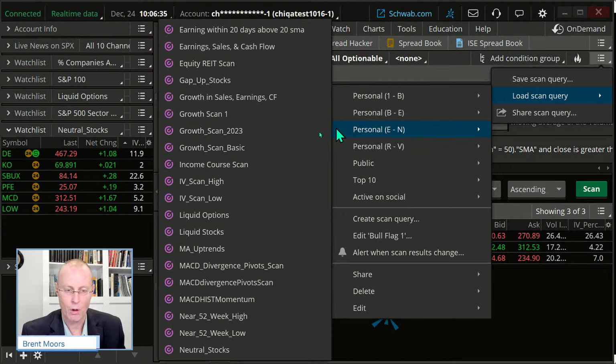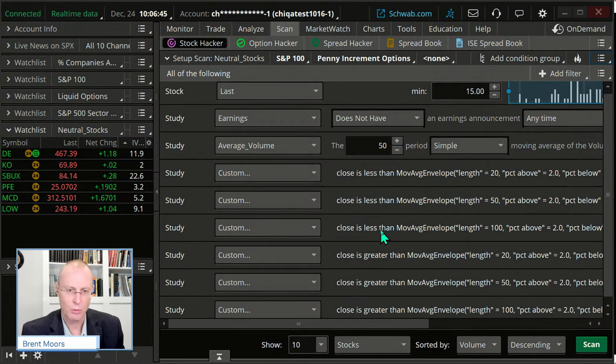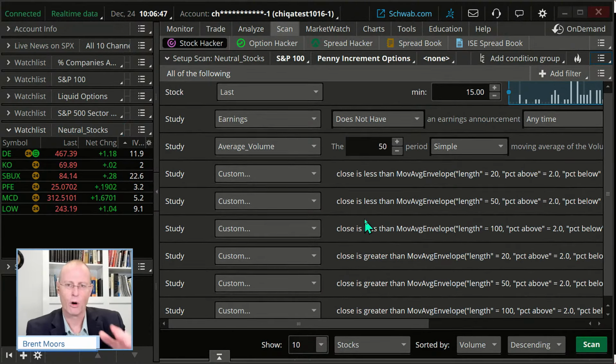And as I mentioned before, I'm not going to go through all the parameters of the scan. Basically, we're looking for stocks that are within a moving average envelope. Here is kind of how this goes. But it's not just that. I'm also looking at S&P 100 stocks, okay? S&P 100 stocks, and penny increment options to make sure they're more liquid.